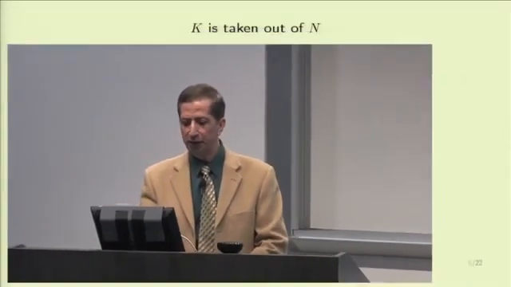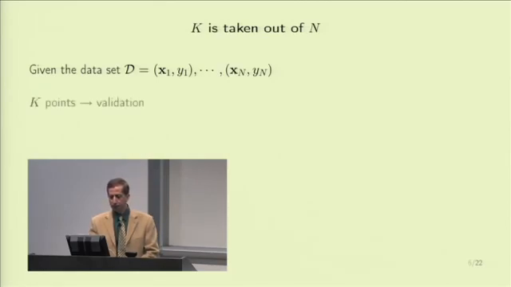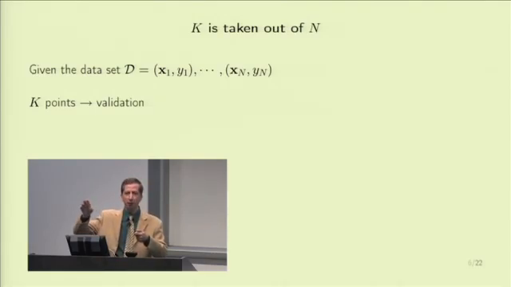Okay? So let's see the ramifications of this regime. K is taken out of N, so let's now have the notation. We are given a data set script D, as we always called it, and it has capital N points. Okay, what do we do with it? We are going to take K points and use them for validation. And you can take any K points as long as you don't look at the particular input and output. Let's say you pick K points at random from the N points. That will be a valid set of validation for you.